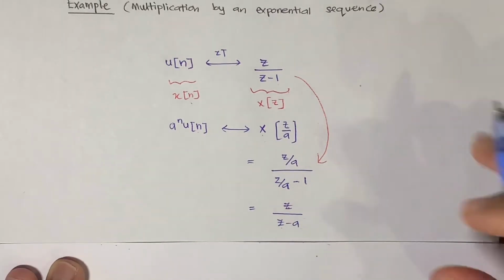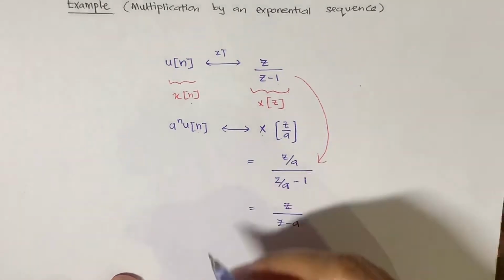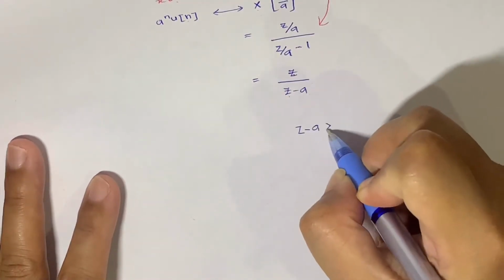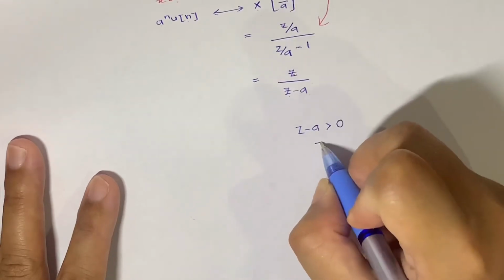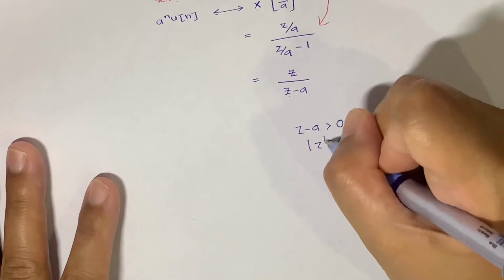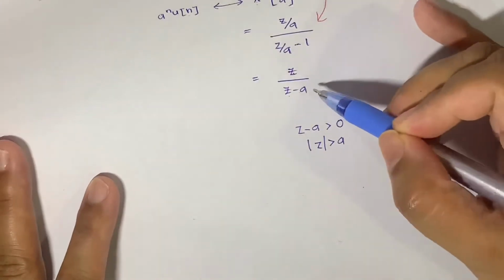So how about the ROC? z minus a bigger than 0, so z bigger than a. Okay, this is the region of convergence for this one.